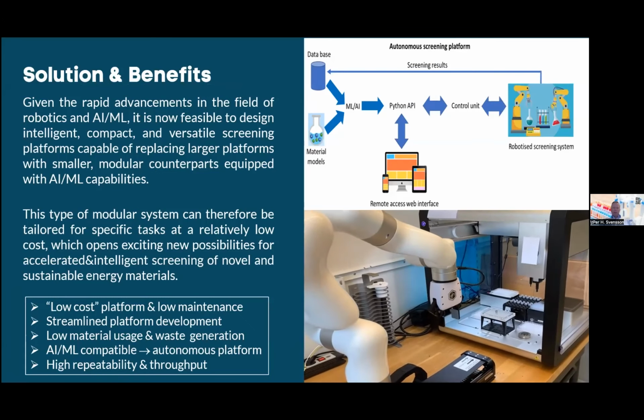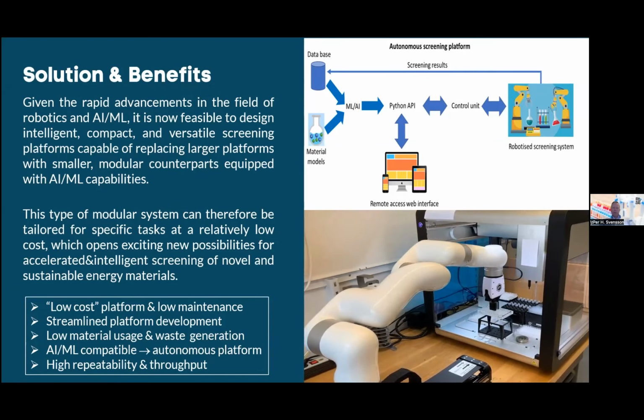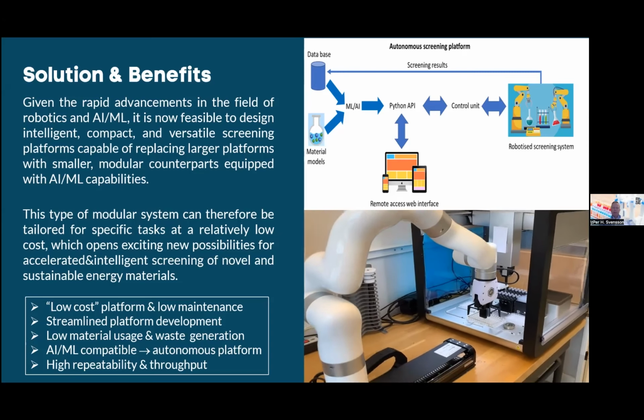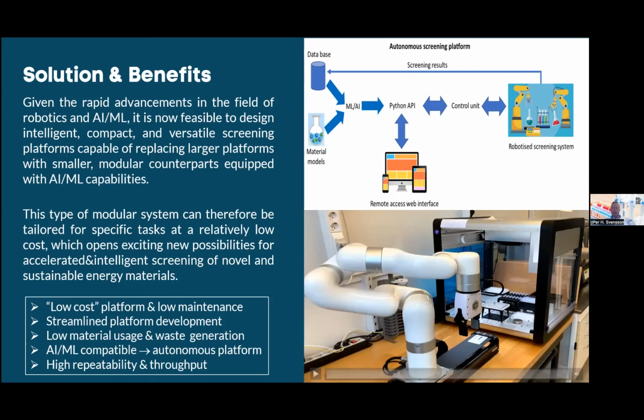However, thanks to the really explosive development in the field of robotics, AI and machine learning, it's now possible to design much more intelligent and compact, as well as versatile, screening platforms that can replace these larger systems with smaller modular systems with AI capabilities. This type of modular system can be adapted for more specific tasks and at a relatively low cost, opening up exciting opportunities for faster detection of new compounds and in various domains.